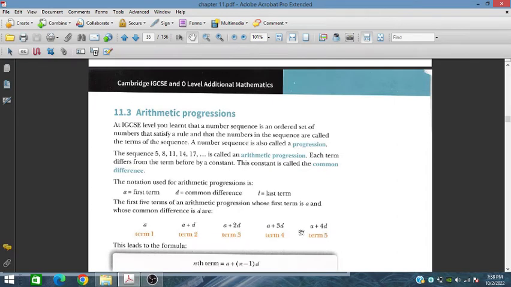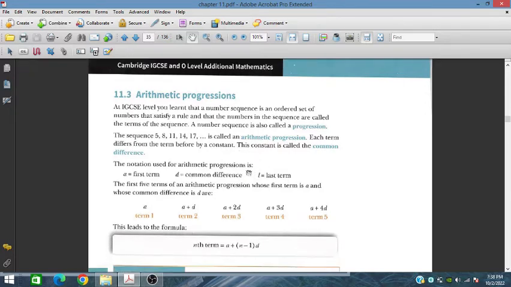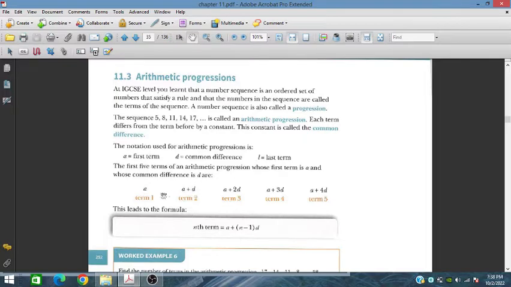Today we are starting arithmetic progressions, and in an arithmetic progression we have terms with a regular difference. Suppose the first term is a, then the second term would be a plus d, the third term a plus 2d, a plus 3d, and a plus 4d. Similarly, up to the nth term, a plus (n minus 1)d.